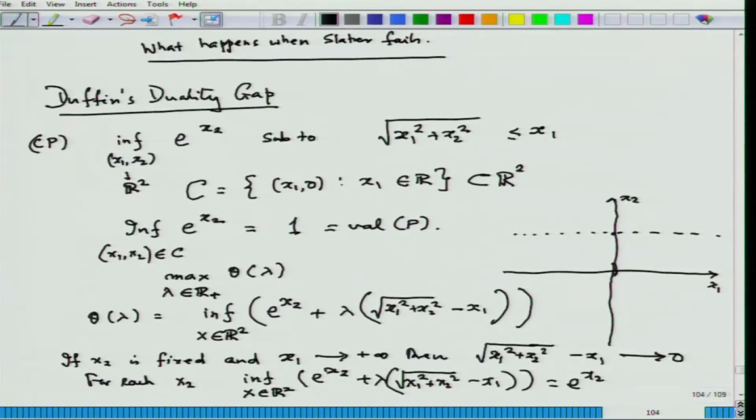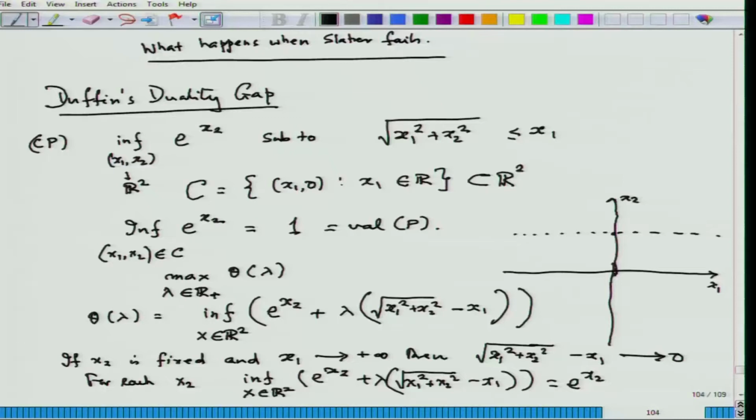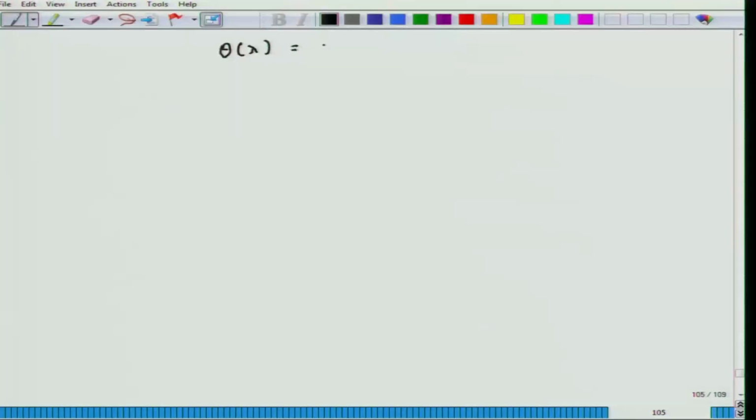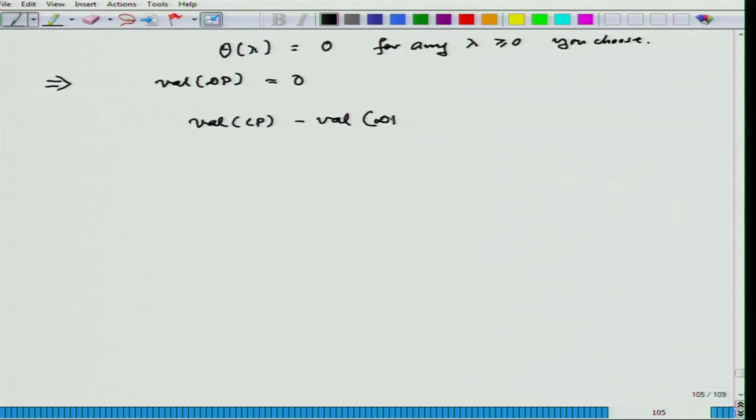So on each of the lines, the minimum value of the function when minimized over x1 is just e to the power x2. Now, if I vary x2, then I am varying the function over the whole plane, and thus I get the minimum over the whole plane, and e to the power x2 goes to 0, so the minimum is 0. So theta of lambda is actually 0 for any lambda greater than or equal to 0 you choose. This implies that the value of D is 0, this is a zero function. So the value of P minus the value of D is 1, which is a positive duality gap.